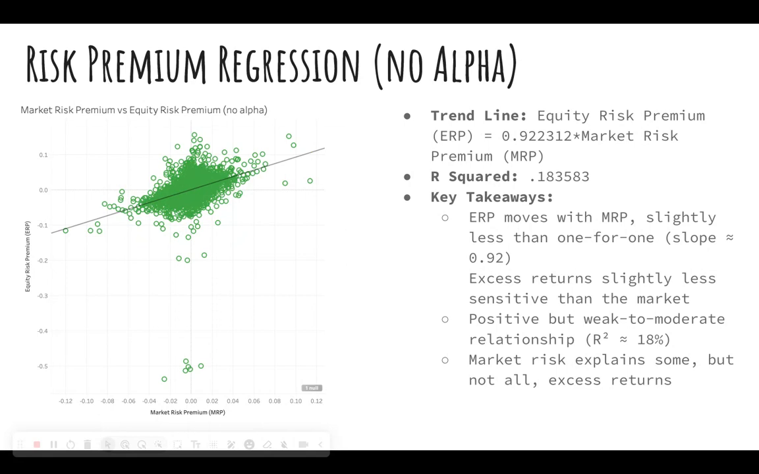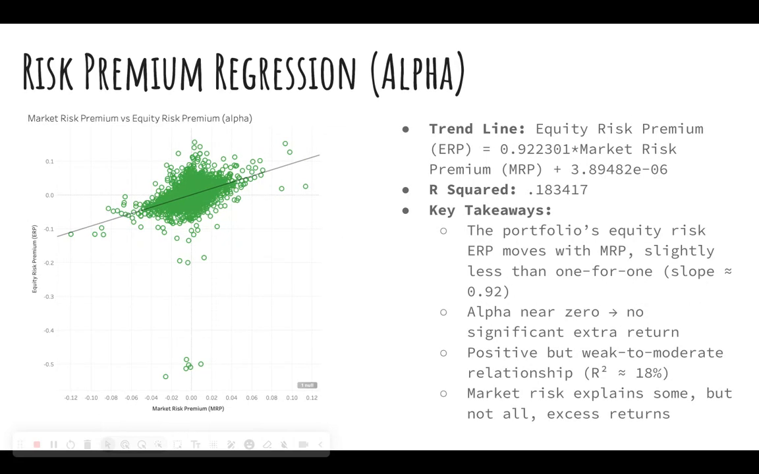This next graph looks directly at daily excess returns, comparing again the portfolio's equity risk premium to the market risk premium, which were calculated the same way as in the monthly data. The slope is around 0.92 and the R-squared remains around 0.18, nearly identical to the daily CAPM model. This reinforces that the portfolio's excess returns move with the market, but not perfectly. That's a good sign for investors who want moderate exposure to market risk without being completely dependent on market performance.